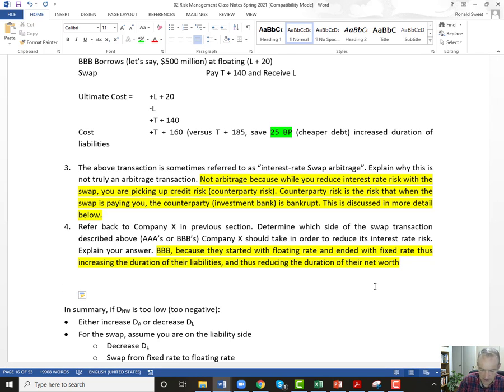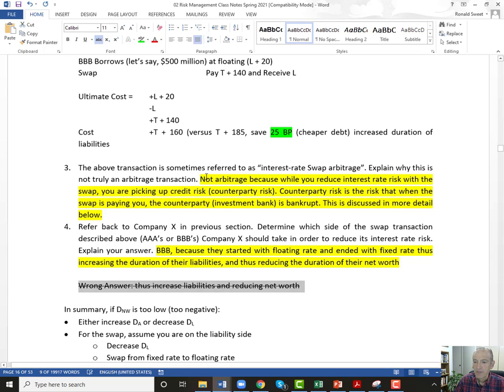I've seen this before and I will count off for this. Thus, increasing liabilities and reducing net worth. That is absolutely wrong. No one wants to reduce net worth. I mean, unless you pay a dividend or buy stock back, you don't want your net worth to go down.